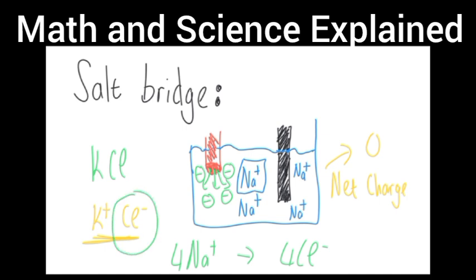This concludes the general knowledge of these cells, and in the next video we're going to have a look at the galvanic cell.